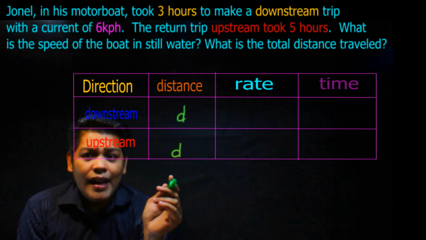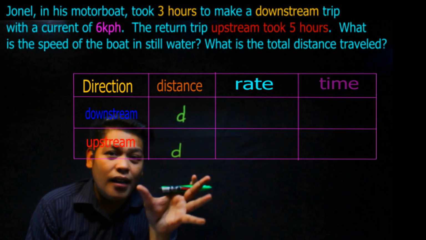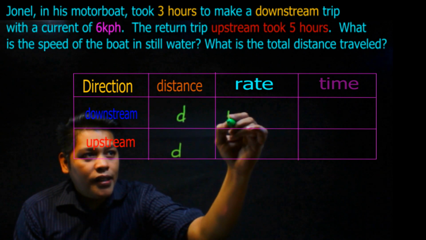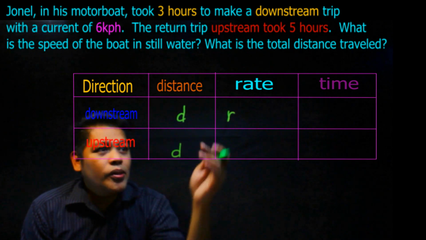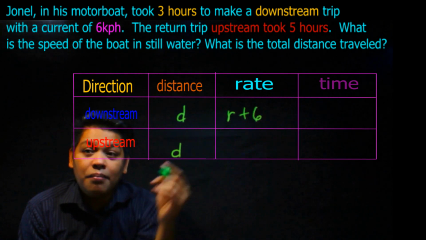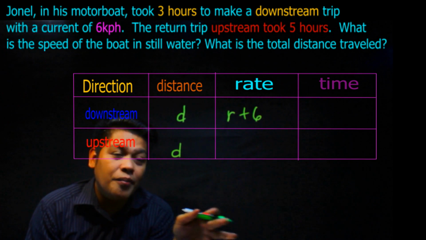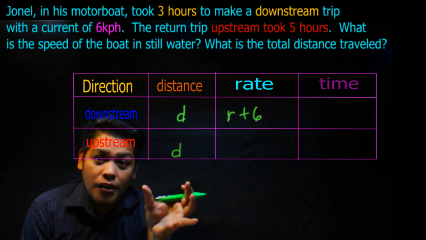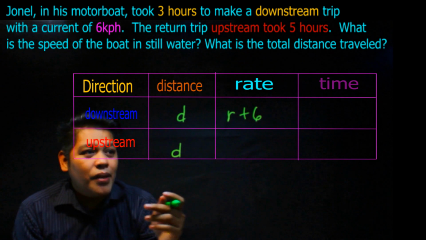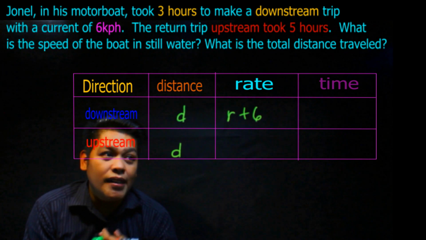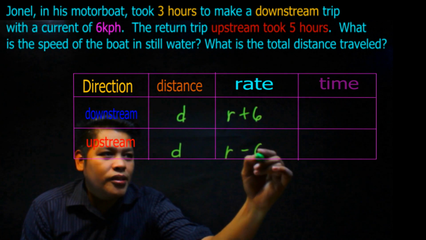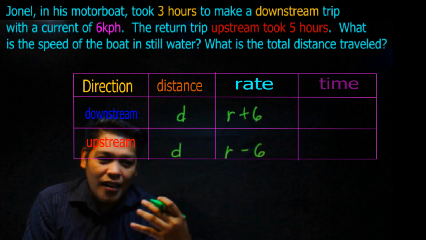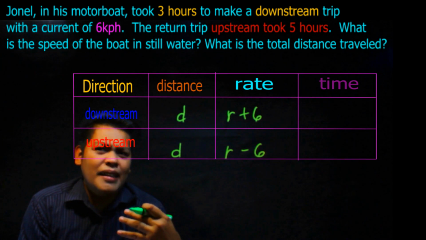And then, dahil downstream siya, pababa, o di kaya along with the current, may katulong kasama ng current. So, i-let natin yung R as the rate of the boat, plus 6. Bakit plus 6? Kasi yung current niya ay 6 km per hour. So, yung bilis ng bangka, madadagdagan ng 6 km per hour. And then, sa upstream naman, syempre, pag pabalik, mababawasan siya ng 6. So, R minus 6. Diba? Makakalaban niya na yung current. Against na siya sa current. Naintindihan ba? Okay.